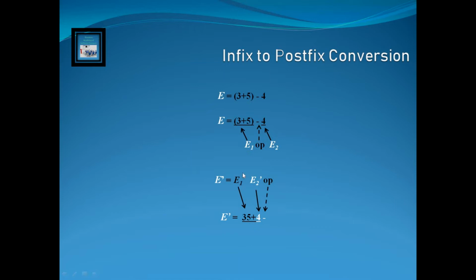Okay. So first expression's postfix form, that is 3 5 +, will come first, and then after that the second expression's postfix form, that is just 4, will come next, and then the operator will come. So for this main infix form expression, the postfix form will become 3 5 + 4 -. Okay. So we got the basic concepts of what syntax directed translation is.